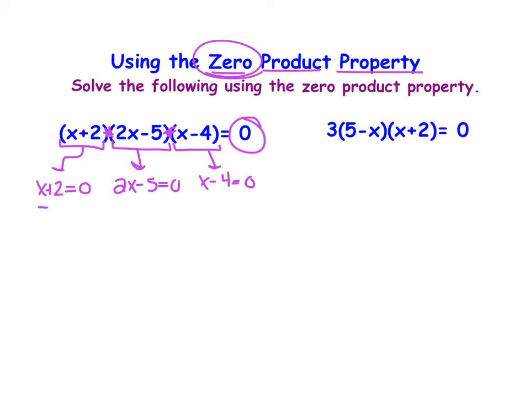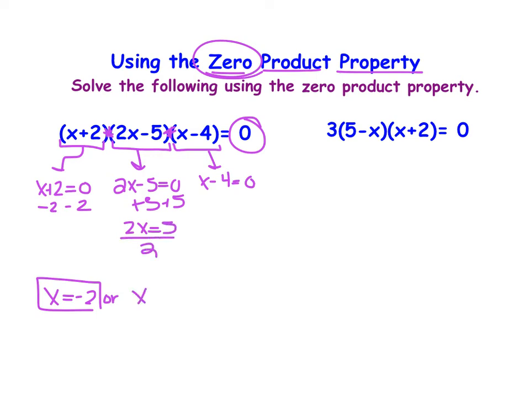So as a result, I solve each little mini equation. So here I find x could equal a negative 2 is one option. Well, then I add 5 here, so I have 2x is equal to 5, divide by 2. Or x could equal 5 over 2. Or x could equal 4. So either one of these three options would make the above equation equal 0.